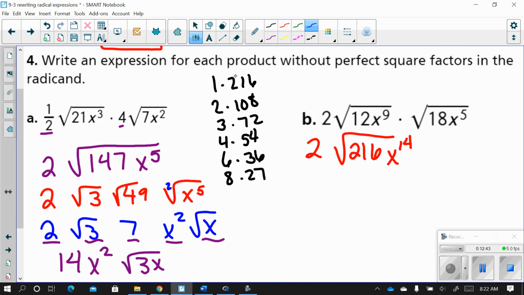I always start by looking here. Can't do square root, nope, nope. Oh, this is the biggest one I have. So this turns into 2 times the square root of 6 times the square root of 36 times the square root of x to the 14th.